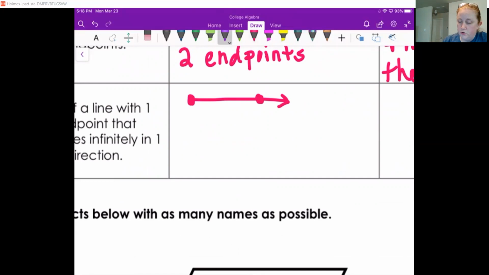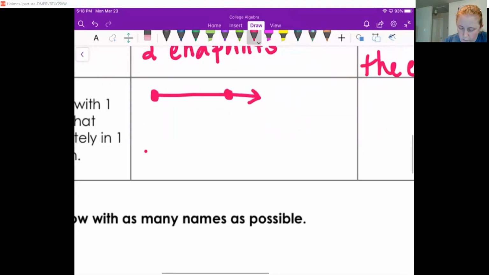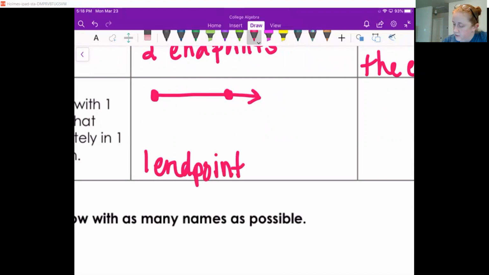Now, for this one, we do have to be specific with how we name. Since I do have one endpoint, I need the name of that one endpoint. So in this case, I'm going to call it point J. So I have to use J in the name. That's my one restriction. The other letter in this name comes from any other point that's on the line, or on the ray, sorry.